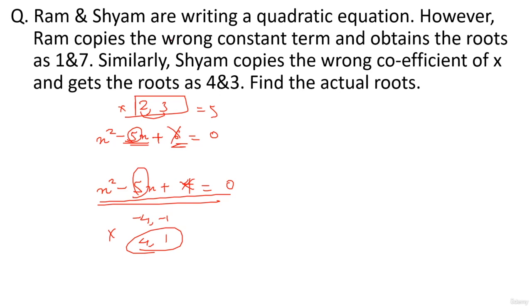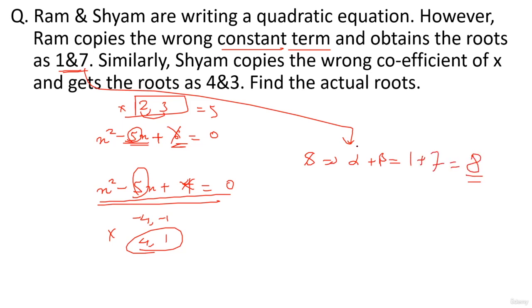So if Ram is copying the wrong constant term, okay, he obtains the roots as 1 and 7. That means from here, very easily you can say sum of the roots will simply be equal to 1 plus 7, which is 8. Okay, although these two are not the correct roots, I know. Okay, but from this concept, we have understood that whenever you replace the constant term, okay, the coefficient of x is still the same, and hence the sum of the roots will still be same.